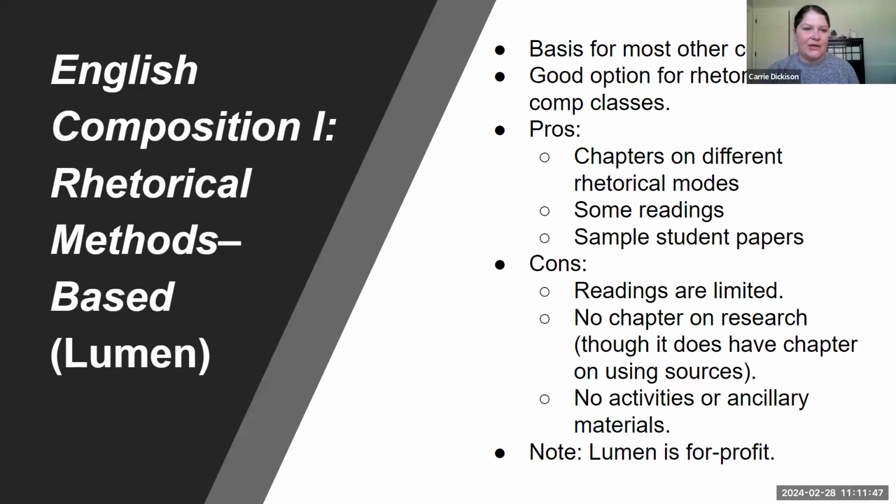Sure. So the first one I'm going to talk about is Lumen's English Composition 1, Rhetorical Methods Based. For those of you who aren't familiar with the scope of OERs, Lumen is a for-profit company, but it creates a lot of OER content. The way that it makes money is that it will work with particular schools to help tailor that content for those schools and integrate it into their LMSs, whether that's Blackboard or Canvas. But you do not have to subscribe to their services in order to use their content. So there are two different options: you can do it yourself, and it's free, or you can pay to have them help you tailor that content.